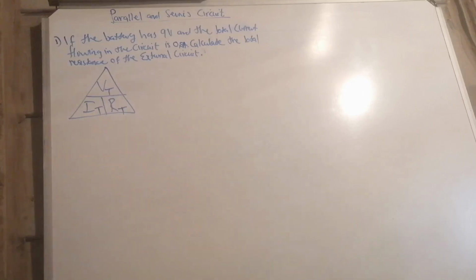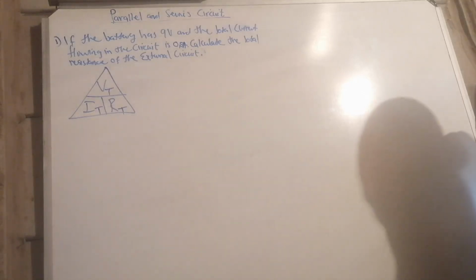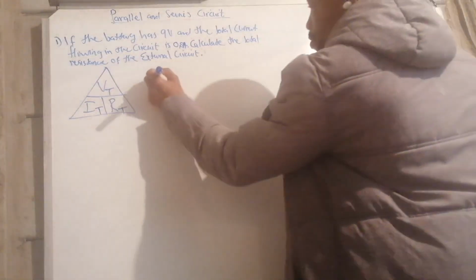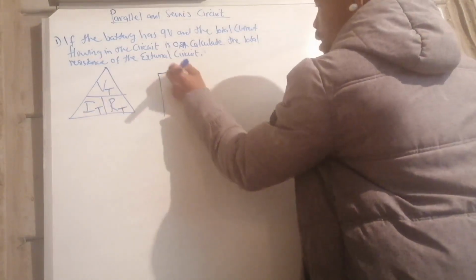Right. So let us try to draw the circuit and analyze exactly what is happening. Okay, suppose we have a bulb and a key.